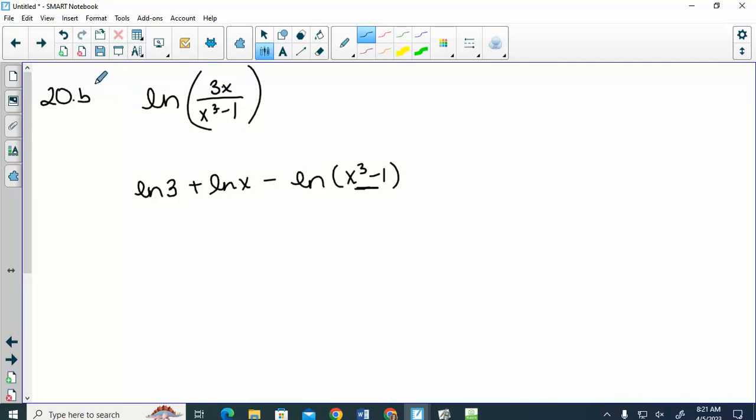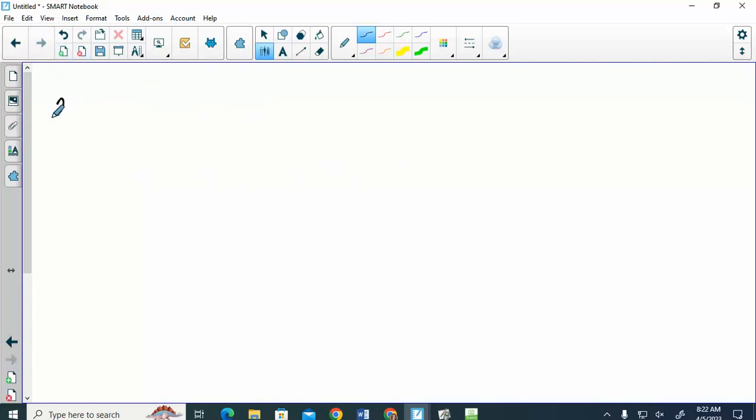You could factor using difference of cubes and then break apart a little more. But. So you guys remember the domain on 22? Just your argument greater than 0.